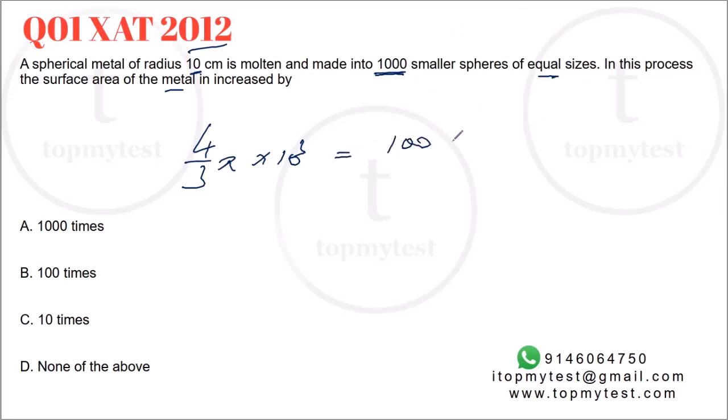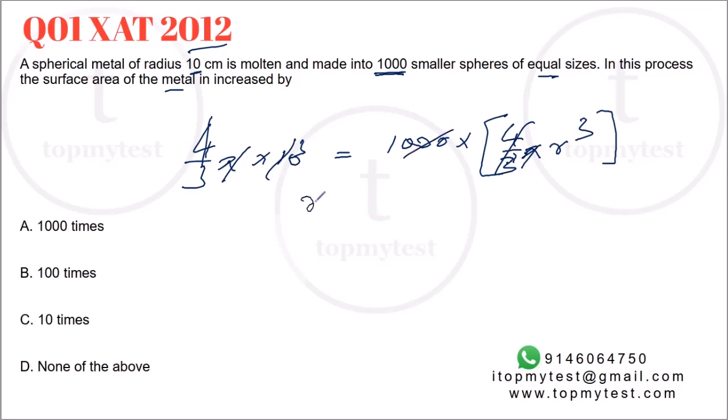Now, this will be the volume of all the smaller spheres combined. So it will be 1000 times the volume of one sphere, 4 by 3 pi into r cube, supposing the smaller sphere's volume is r cube, right? So 4 by 3 goes out, pi goes out, right? Now 10 cube and 1000 get cancelled. So the radius of the smaller spheres is 1 unit, right?